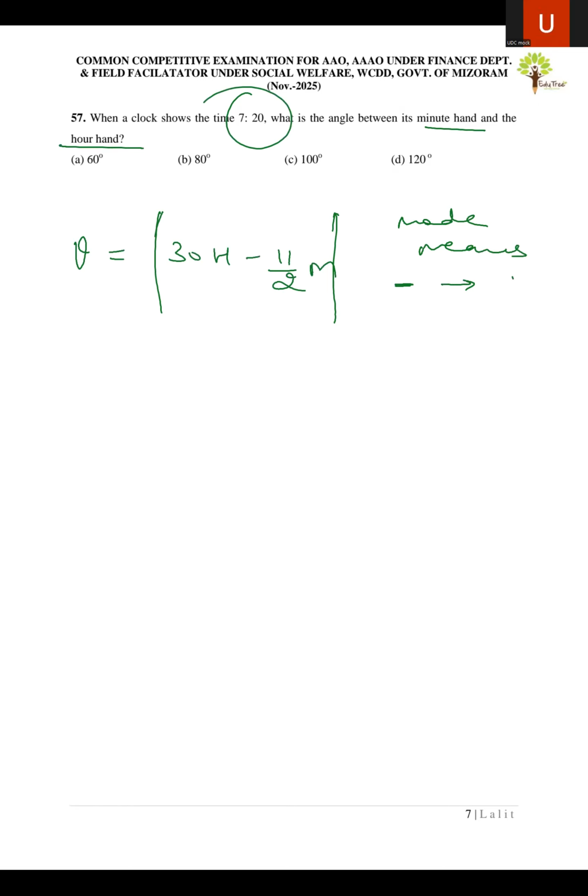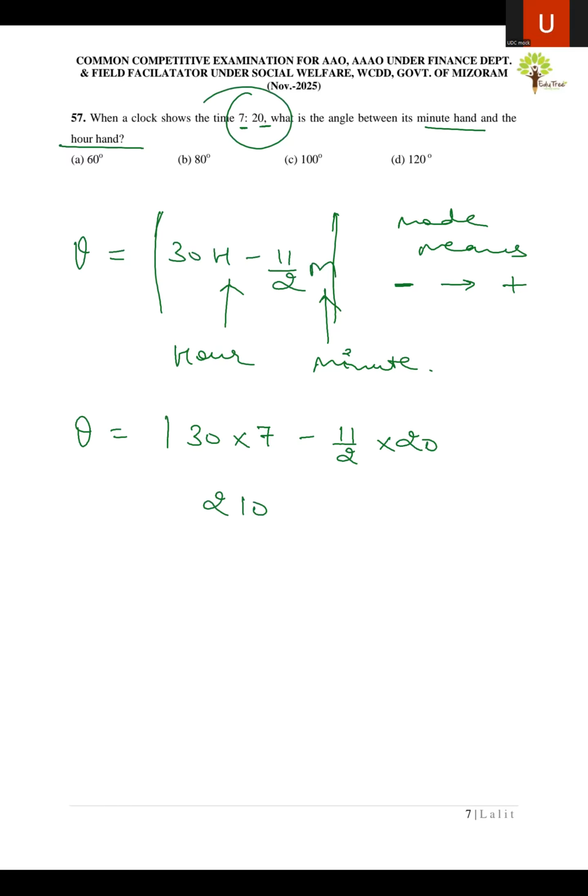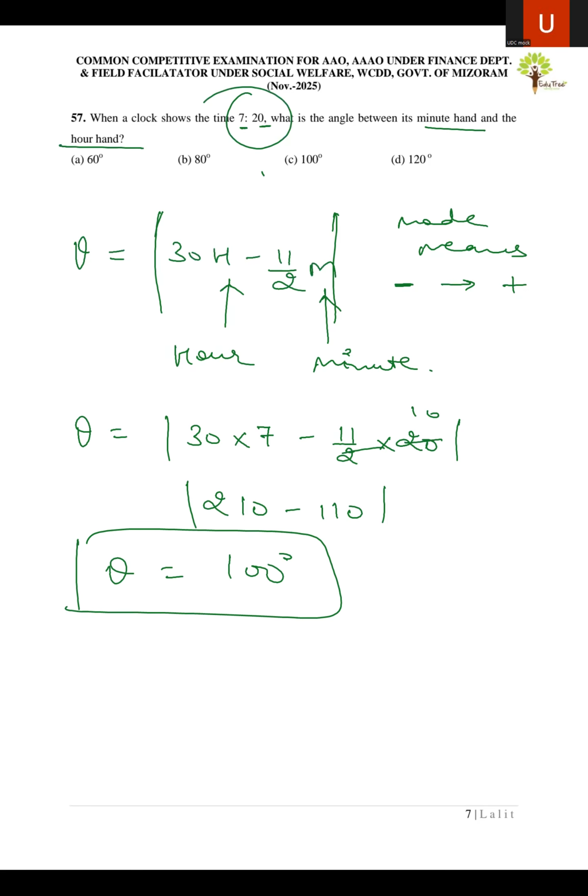Now what is h? H is hour and m is minute. So theta equals 30 multiplied by 7, minus 11 by 2 multiplied by m, where m is 20 minutes. So this will be 210 minus 110. So theta equals 100. 100 degree will be the answer for this. Let us see, C will be the correct answer.